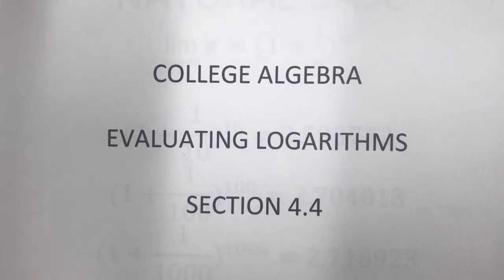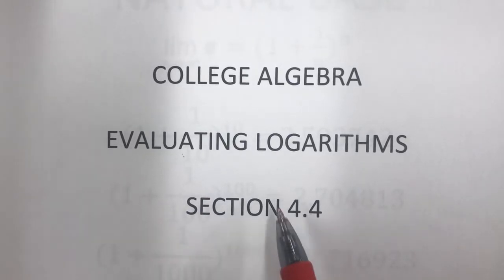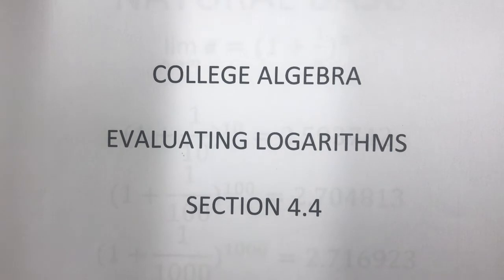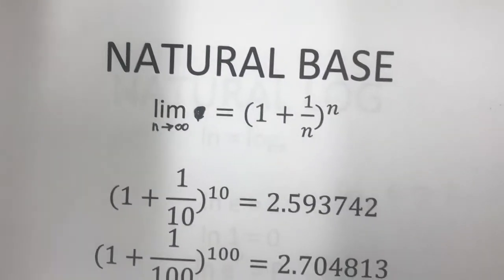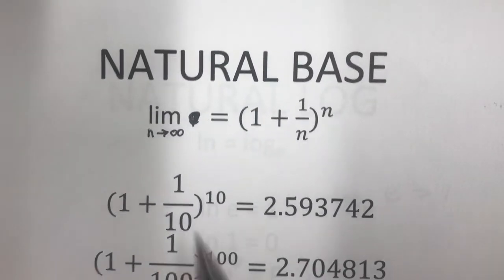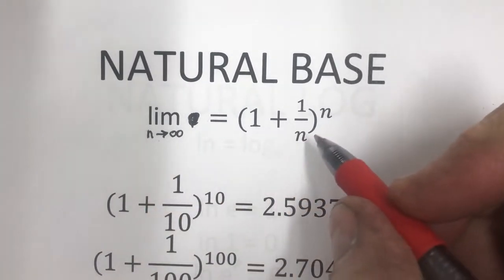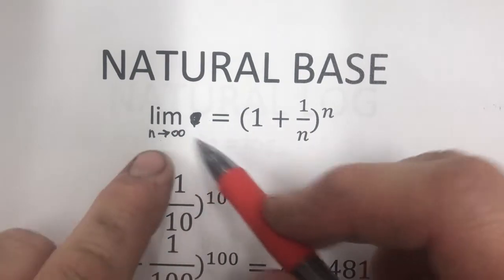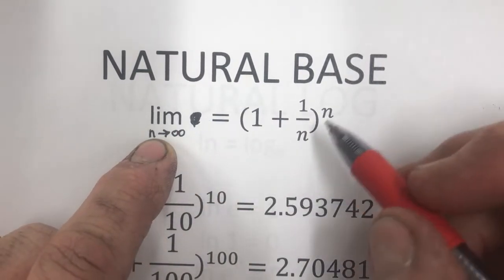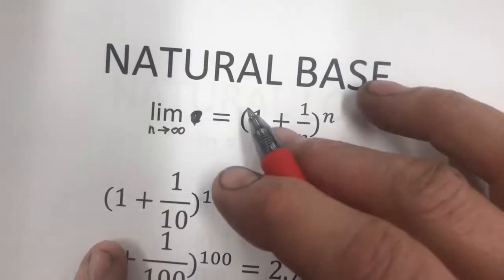All right, college algebra, we're looking at evaluating logarithms in section 4.4. First thing we're going to look at is the natural base. The limit as a number n approaches infinity of this expression right here. And what that means is as n gets very big, what does this value approach?